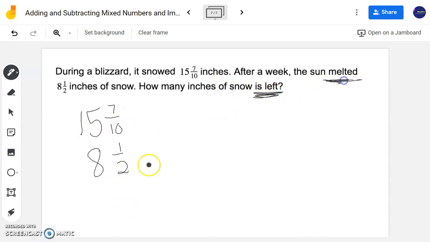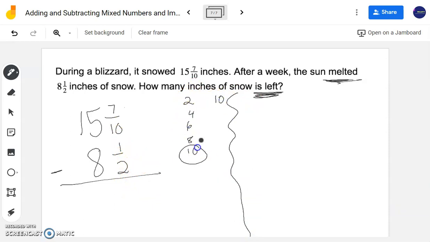Keywords for subtraction, finding the difference. So I'm going to subtract these two mixed numbers. Before I start subtracting, I recognize that my denominators are not the same. Okay, so let's list out my multiples. 2, 4, 6, 8, 10. Wait, 10 and 10? This is great. That means 15 7/10 can stay exactly the same.